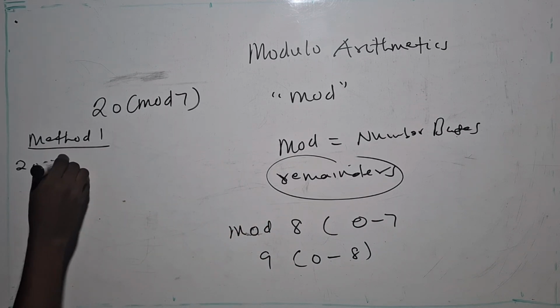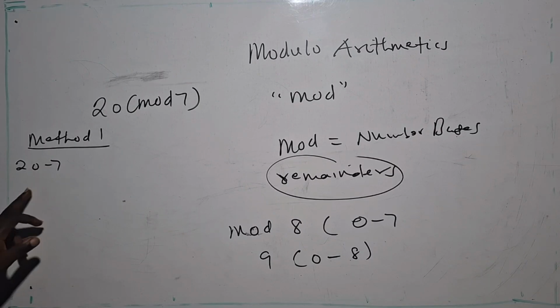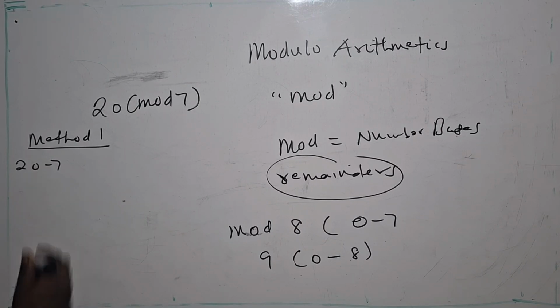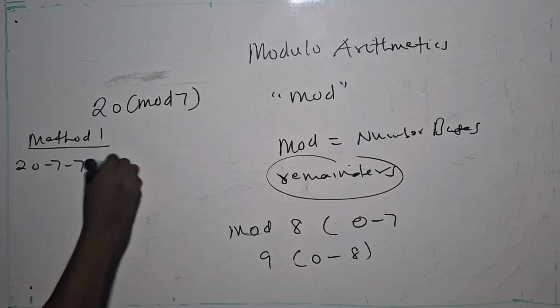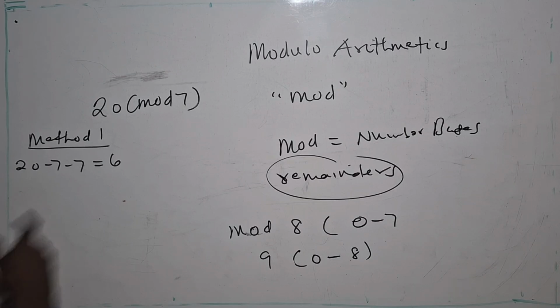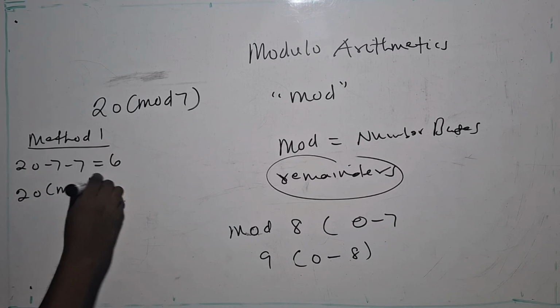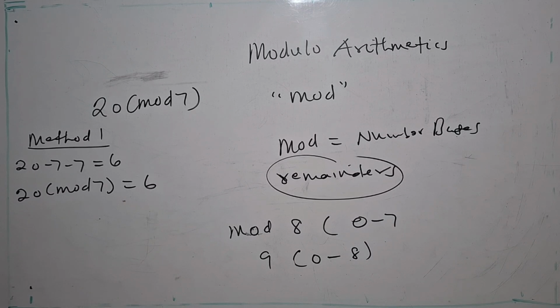20 minus 7 is going to give us 13. 13 minus 7 again is going to give us 6. Is 6 lesser than 7? Yes. So we have gotten a number lesser than 7. So 20 mod 7 is equal to 6. This is the repeated subtraction method.